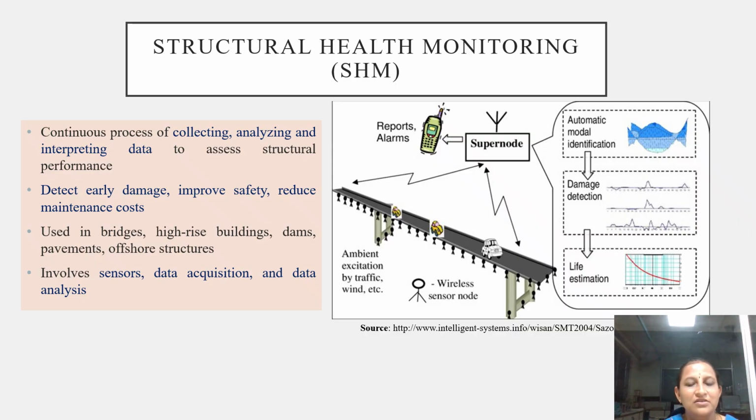On the right side, the summary of what structural health monitoring is, is explained through the image, where we can see the sensors and the supernode. Sensors are used to collect the data, and the supernode is used to process the data and to disseminate the information regarding the health condition of the structure. The data taken from the supernode will be used for automatic model identification, and it will be helpful for damage detection and life estimation of the existing structure.